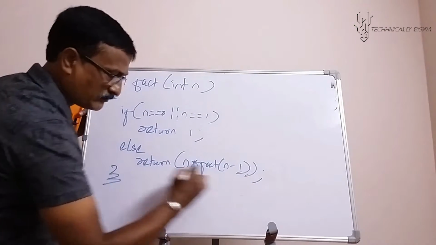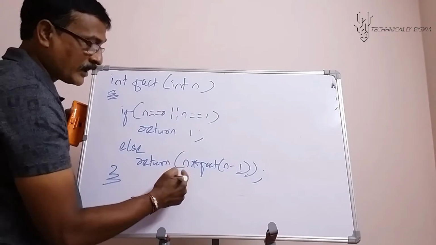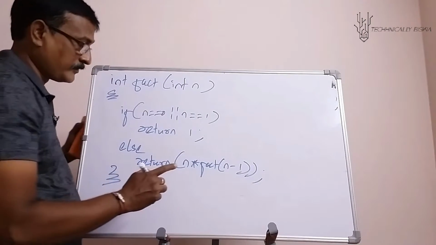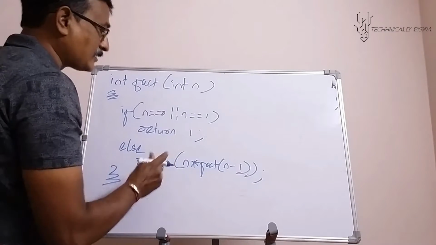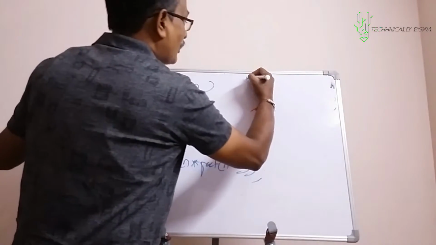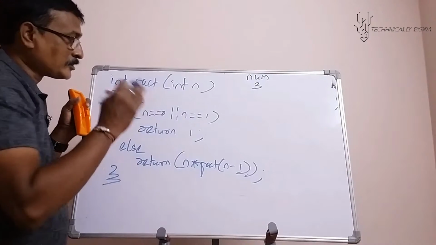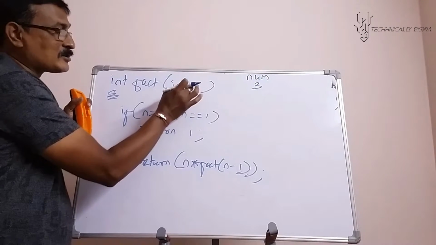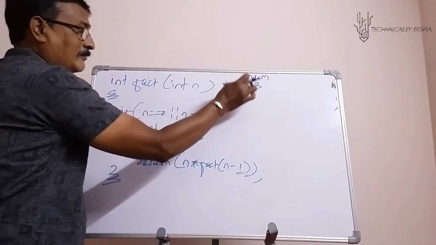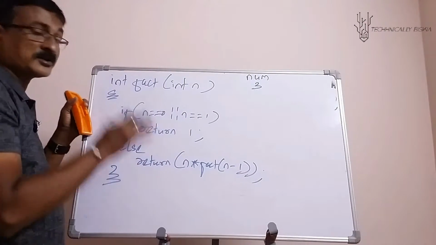Now this line is very important, so look at it properly: return n into fact of n minus 1. Clear? Now let's understand how it all takes place. Assume that in the main function you accepted the num value as 3. The fact function has its local variable, that is n. This is your formal argument, and the actual argument num is 3. So n will hold the value 3 the first time this function is called.